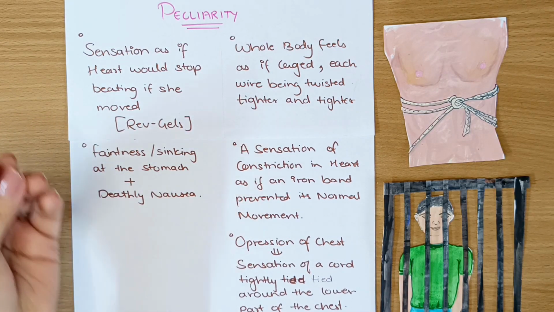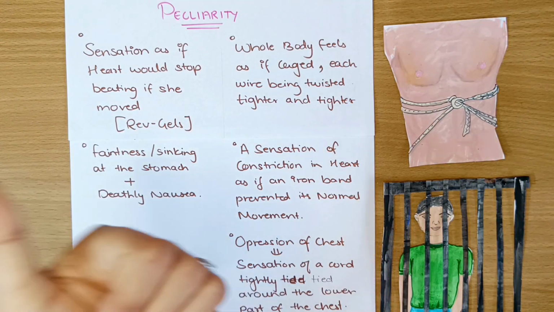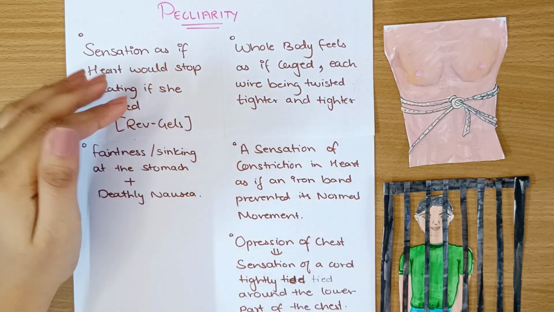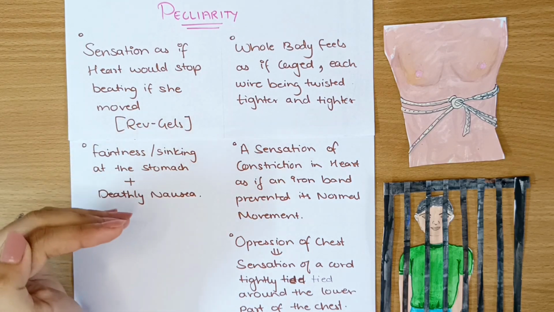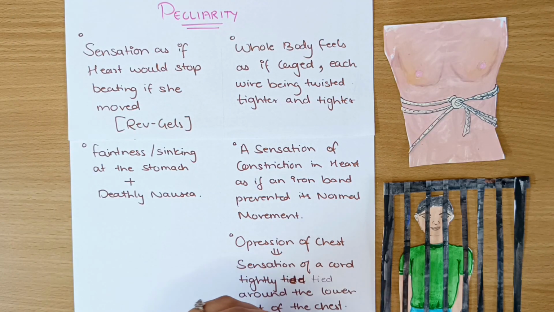Another peculiarity is a faintness and sinking at the stomach associated with deadly nausea. So there is deadly nausea and a sinking or faintness kind of feeling in the stomach. These are the two sensations that we see in digitalis. Now we come to Cactus grandiflorus.